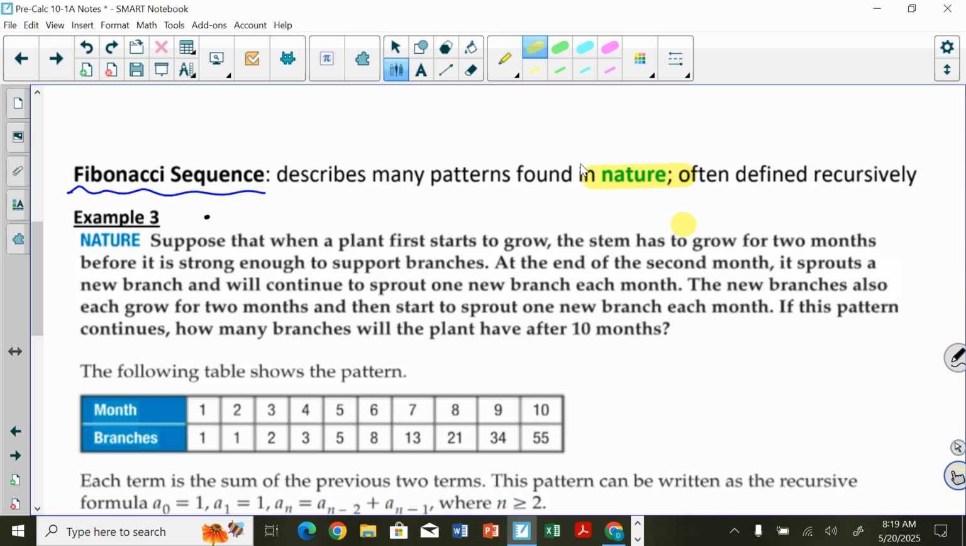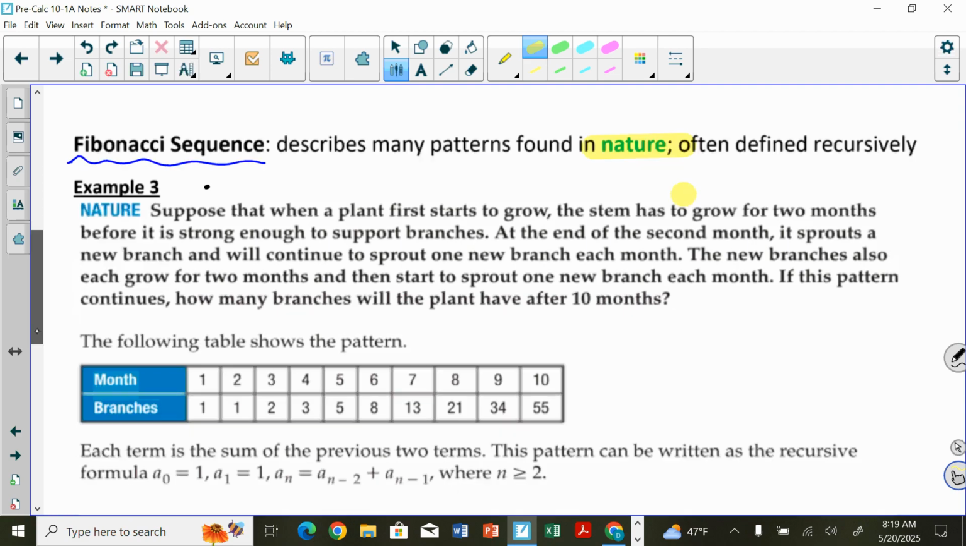At the end of the 2nd month, it sprouts a new branch, and it'll continue to sprout 1 new branch every month. So after 2 months, it starts to grow a branch every month, basically. New branches also do the same thing. They all have to grow for 2 months, and then they start a new branch every month. So if this pattern continues, how many branches will the plant have after 10 months?